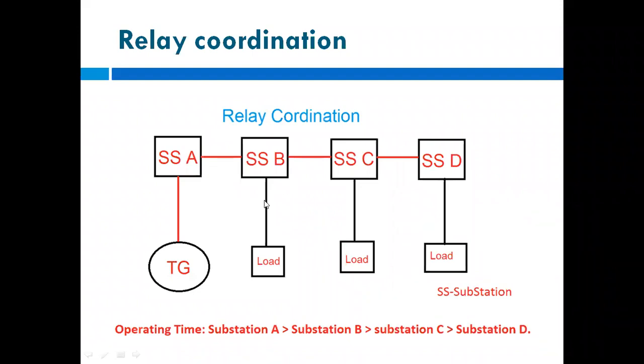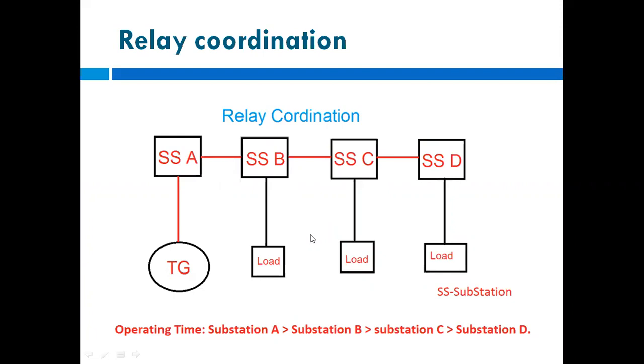Then if again the relay between B and C fails, the relay between A and B should operate. That means the relays should operate sequentially. That's why their time and current should be set properly.